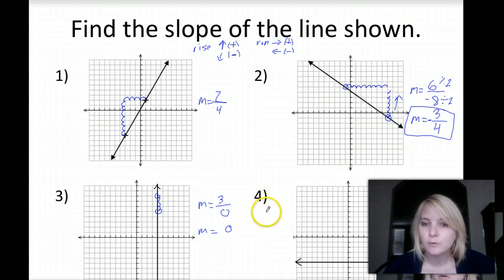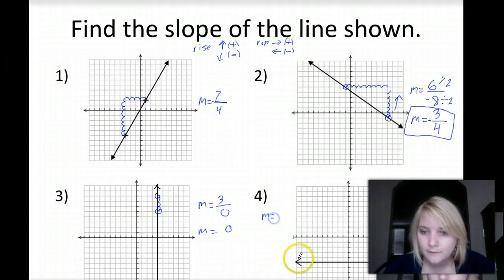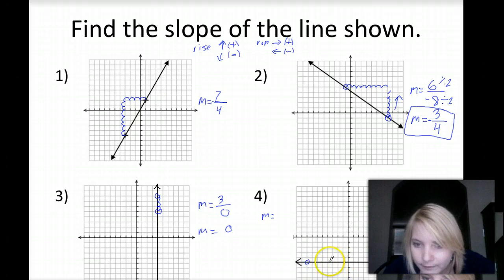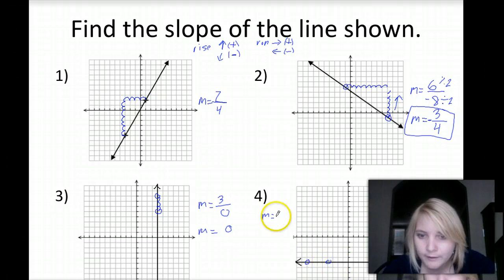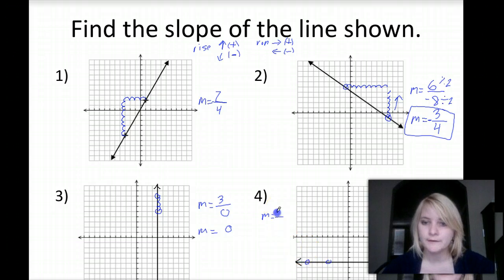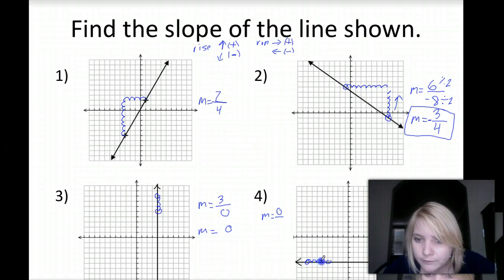Now let's take a look at horizontal lines. For example, number 4. Take that point and let's come over to that point. So our rise, we go up no units, so our rise is 0. And then we run 1, 2, 3, 4 units.